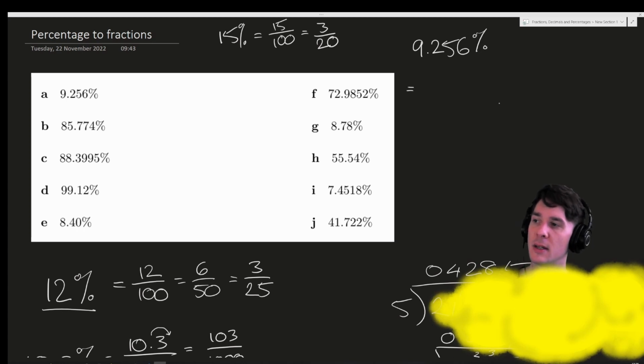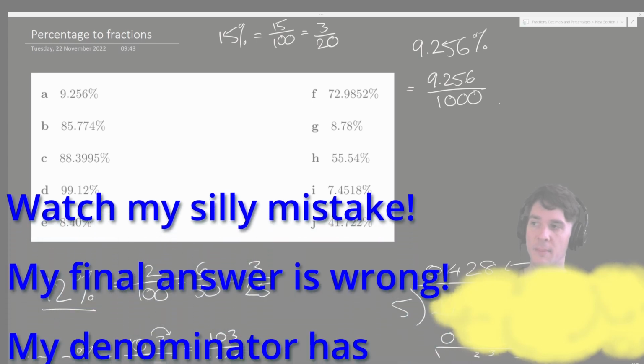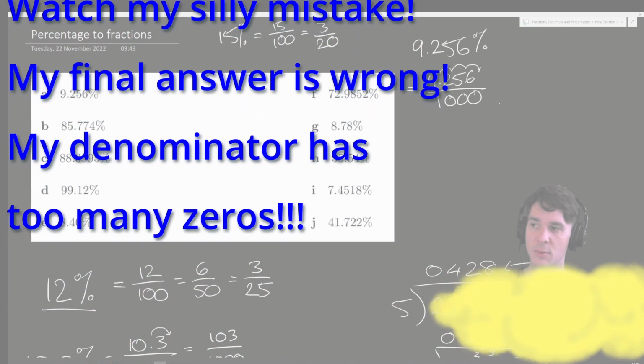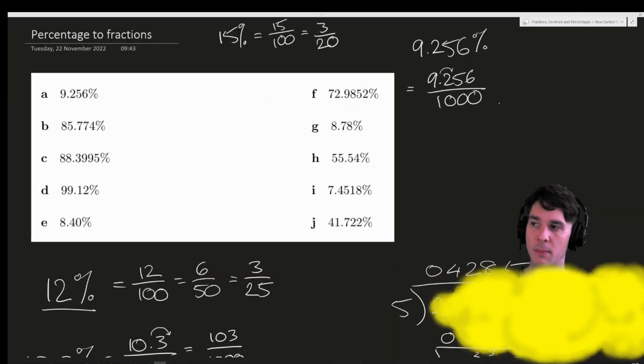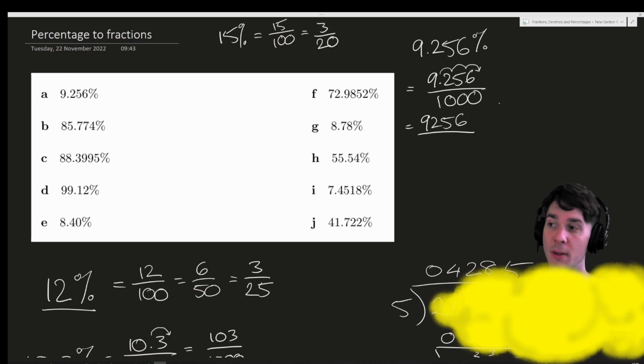9.256% will become 9.256 over 100. We need to move this decimal out of the number 9.256. And we're going to do that by multiplying by 1,000, which is going to move the decimal point 3 places to the right, and will leave us with 9,256 on top. And that means our denominator is actually going to be 1,000 times 100, which is 100,000.